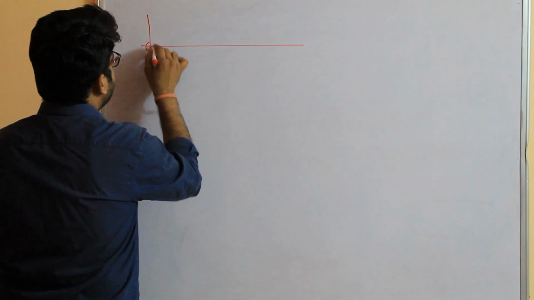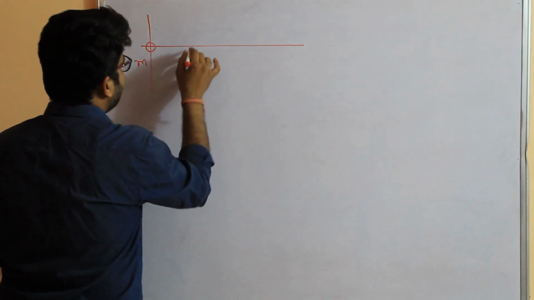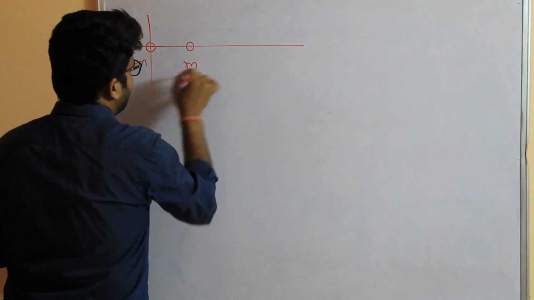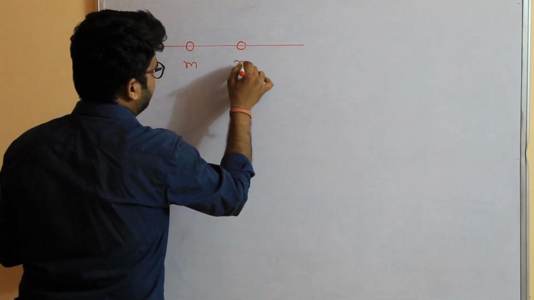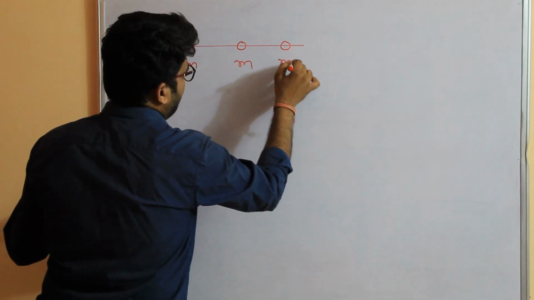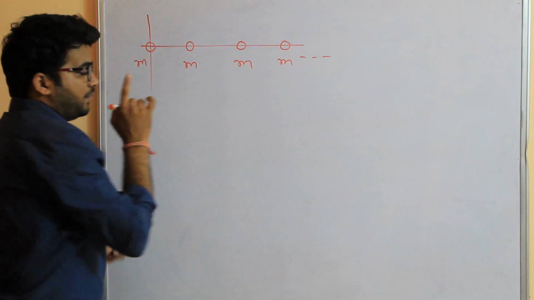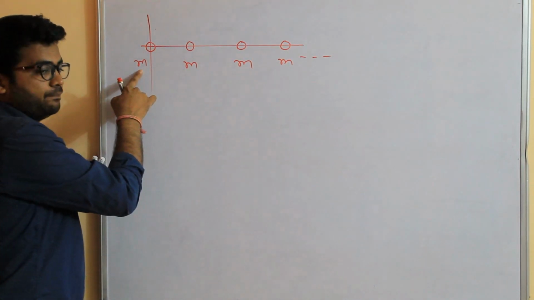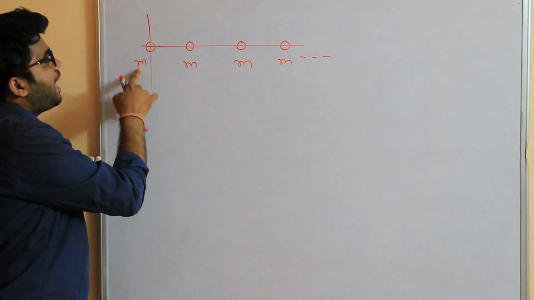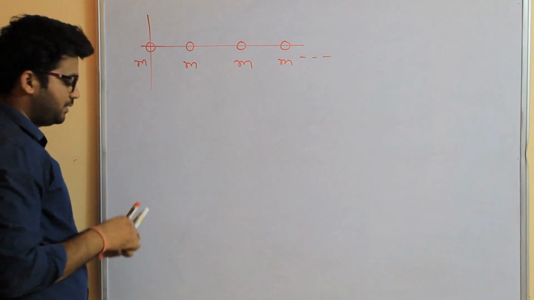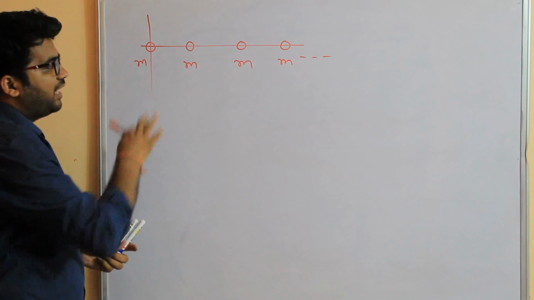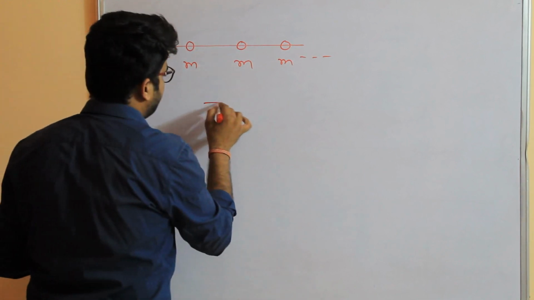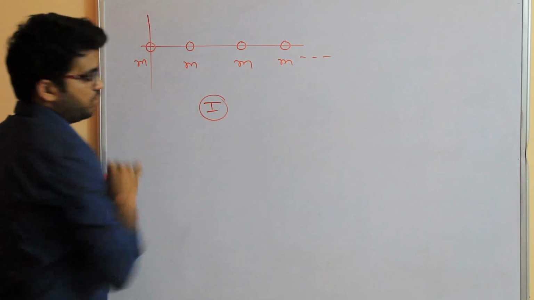So number one, the first model is, let us suppose we have all the masses which are placed on this axis, right? Now what is the force on this mass m which is placed at the origin, right? So that we have to find out. So this is the first model, you can say.